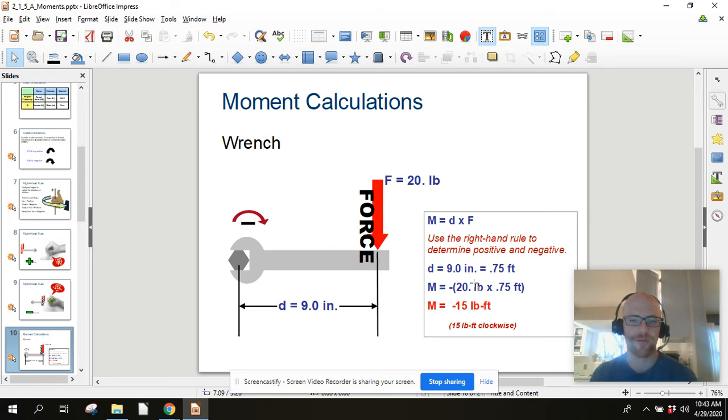So going back to what a moment is, how to calculate a moment: your force times your perpendicular distance. This is perpendicular because the distance is going along the x-axis and the force is going along the y-axis, so it's totally perpendicular. We have 20 times 0.75, but it's negative. Is my answer going to be negative? Yeah, your answer is negative. With the right-hand rule, I'm pointing away from me, so it's a negative 15 pound-feet.